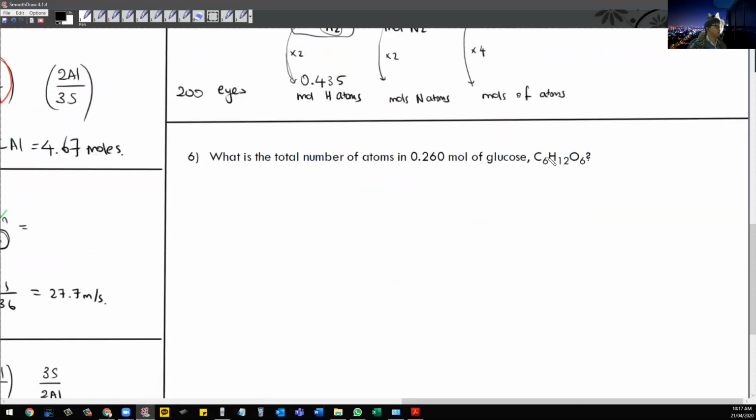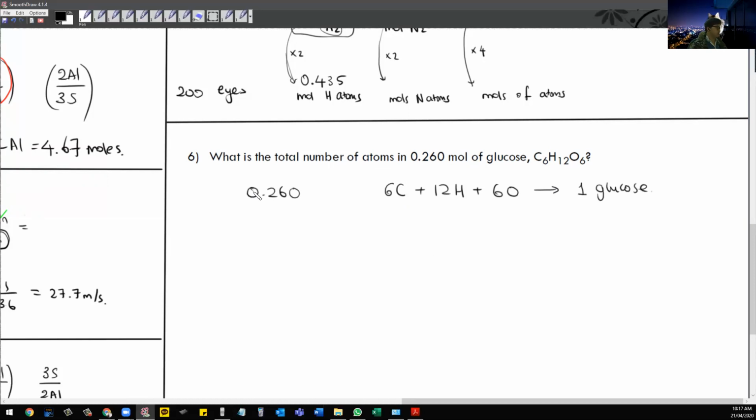Yes, we did that one yesterday. So you have 0.26. We'll just write this one like this: 6 carbon, because we're only concerned about the total number of atoms. We just decompose them into individual atoms, okay? Like that. And that gives you 1 glucose.